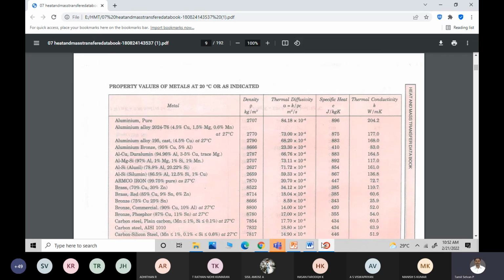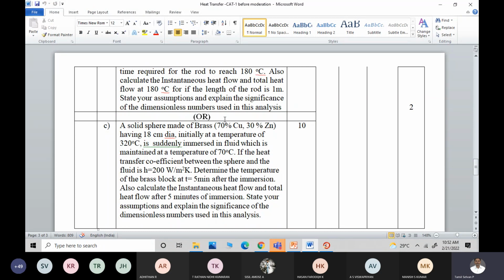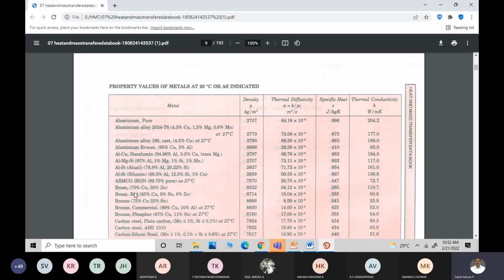Let me take one example. That is brass. 70% is Cu and 30% is Zn. So brass means 70% Cu and 30% Zn. So you can see here the density is 8522, alpha value is 34.12, specific capacity is 385, and thermal conductivity is 110.7.